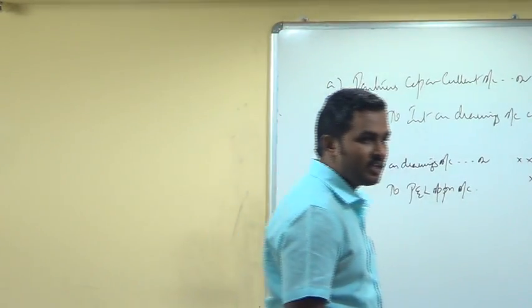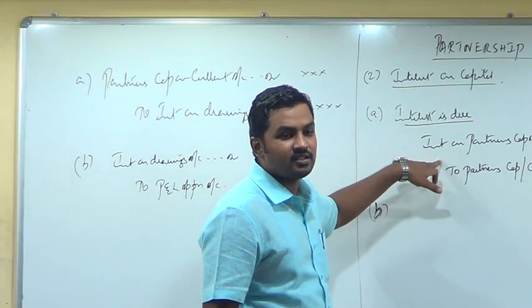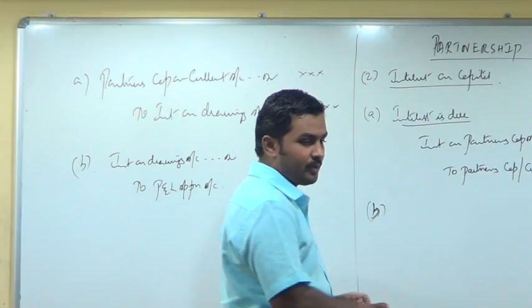Now you are all my students, final accounts students. Tell me, how will you close the interest on partner's capital nominal account? Credit the account and debit which account? Profit and loss appropriation account.